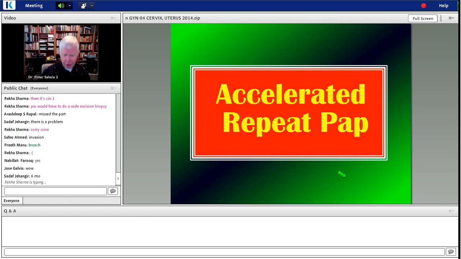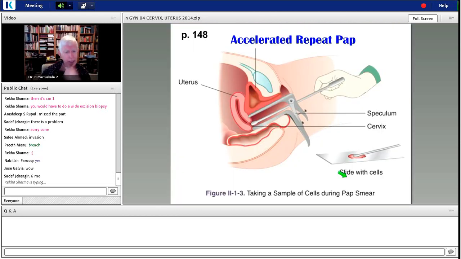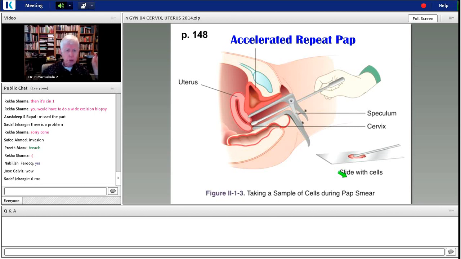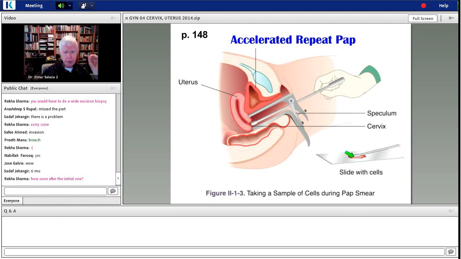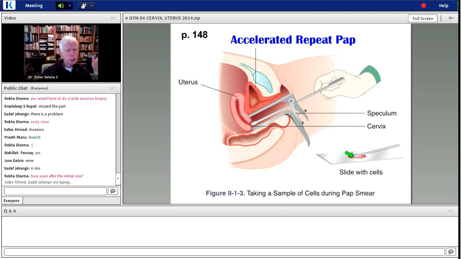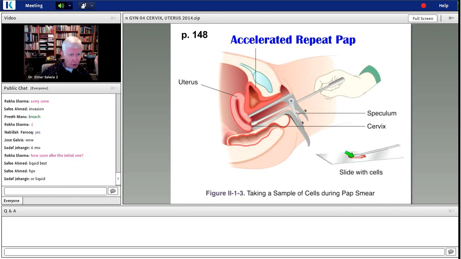Okay, accelerated repeat pap. That's pretty straightforward. You just go ahead and do the pap smear as you did previously. Now, there's two different kinds of pap smears. We talked about that yesterday. You can do the smearing on the slide, such as this, or you could do the liquid-based, where you shake the cells into fluid. And these are both equivalent, and either one would be okay.